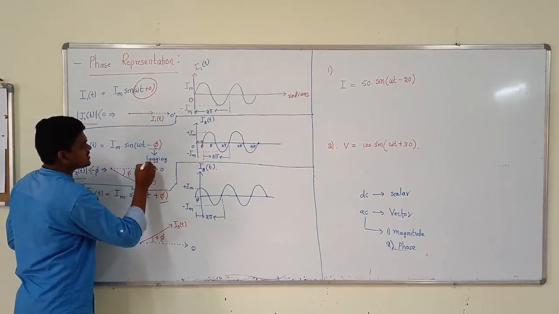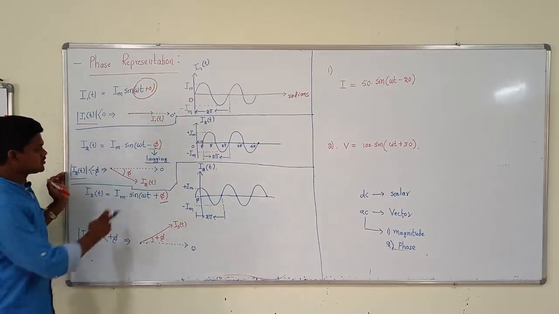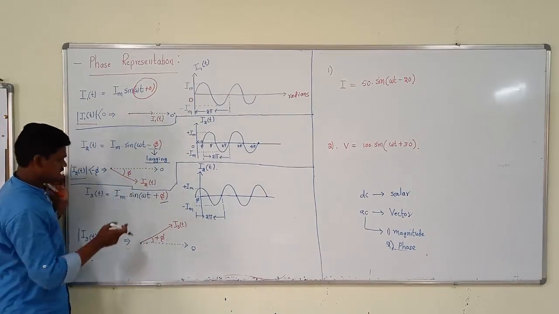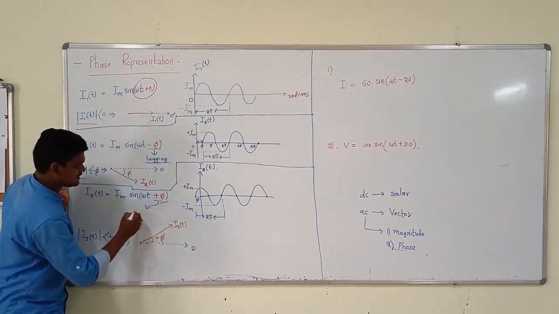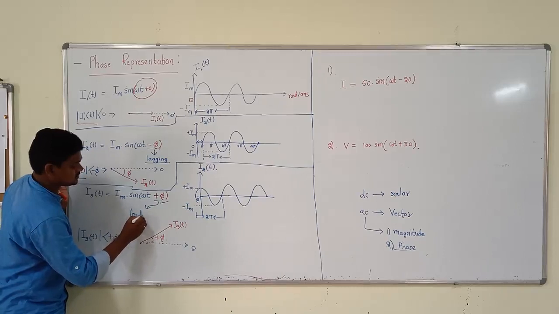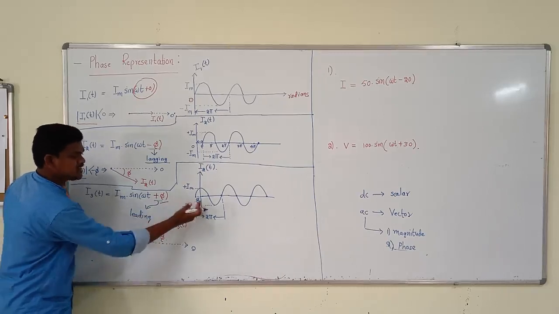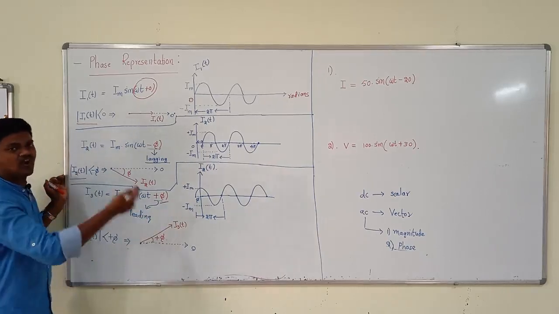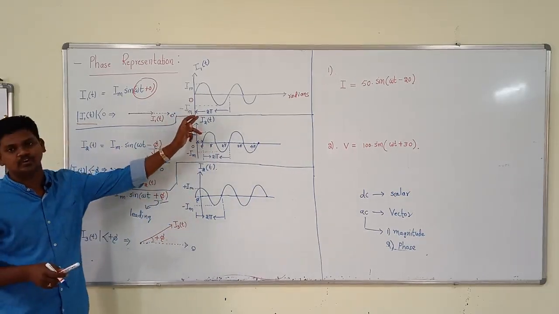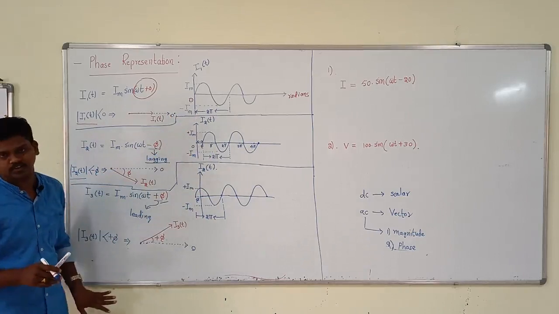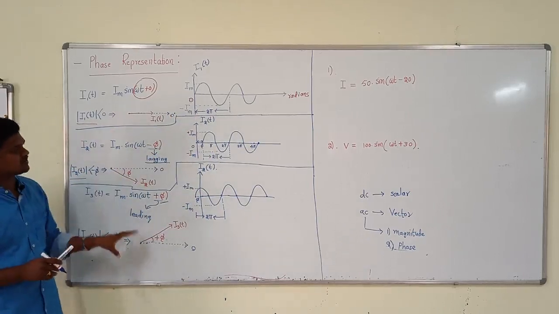Lagging means it will start some late. So that's why I2 of t is lagging. Plus phi is called leading. Leading means it will start forward, ahead of the reference. Understand? This is about the phase representation.